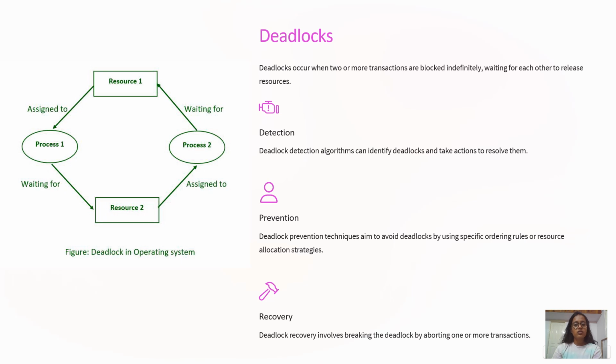Deadlocks can cause system slowdown and resource wastage. To address this, databases implement deadlock detection mechanisms and prevention strategies like lock ordering or priority systems.